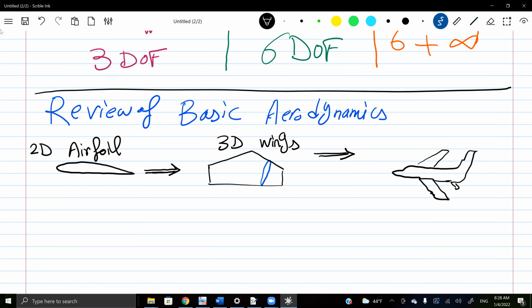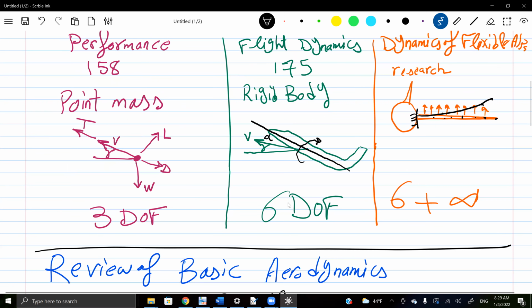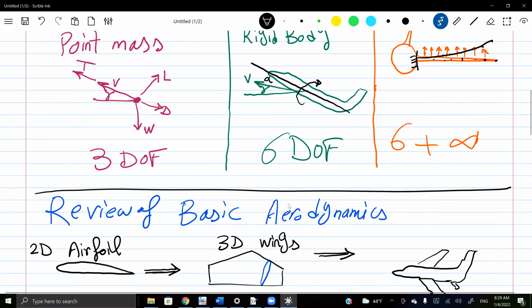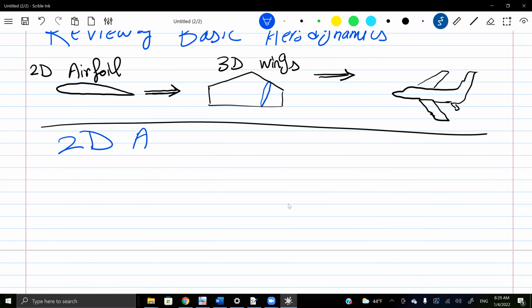Today we will review 2D airfoils and 3D wings, which you should have seen in 136, and the aerodynamics of the entire airplane. This is what we will be taking in either 158 or 175 on different levels, as we discussed. So let's do now the 2D aerodynamics. Any questions? All right.